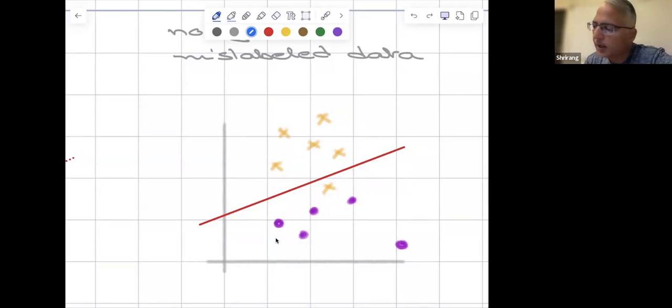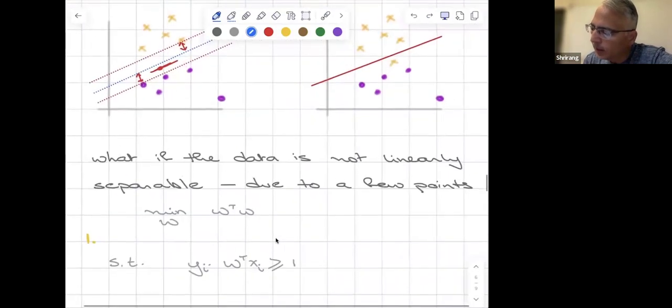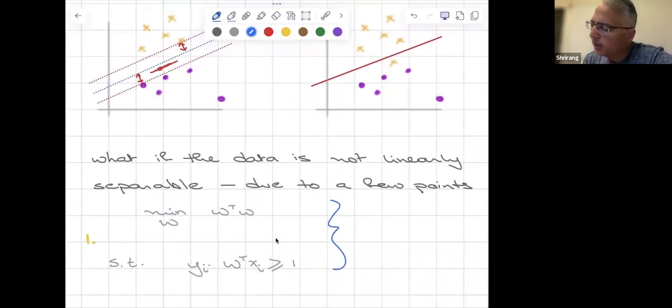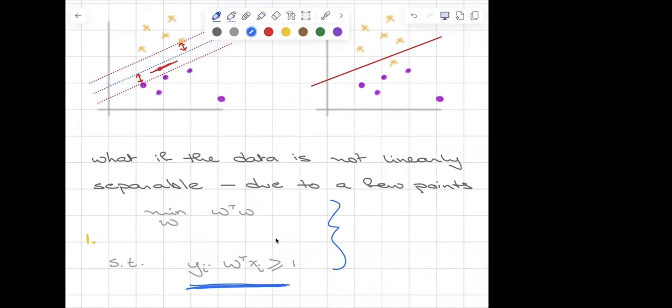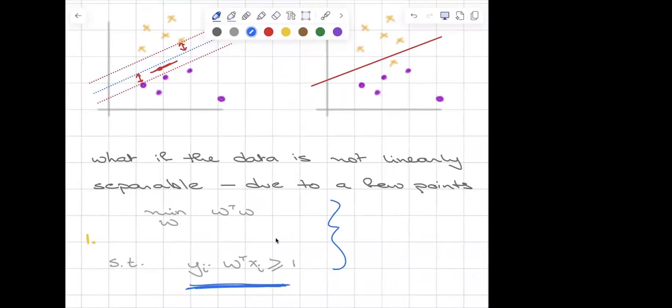What was my formulation before? It was this one. Minimize W transpose W such that Yi W transpose Xi is greater than or equal to 1. So this is a very strict restriction. It is making sure that every point is classified correctly. There are no misclassified points.